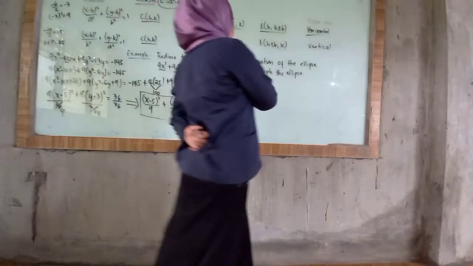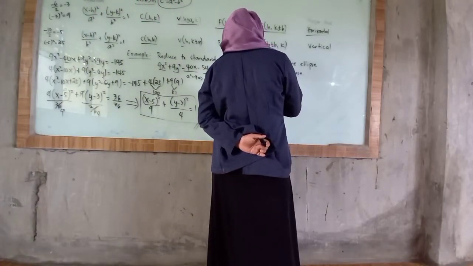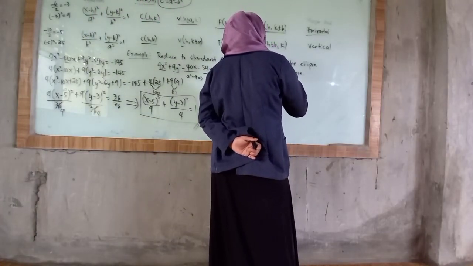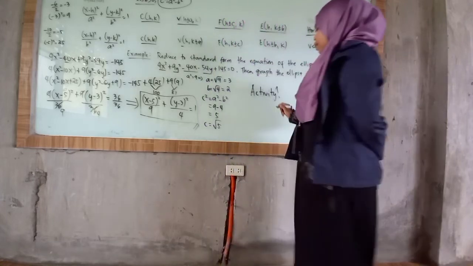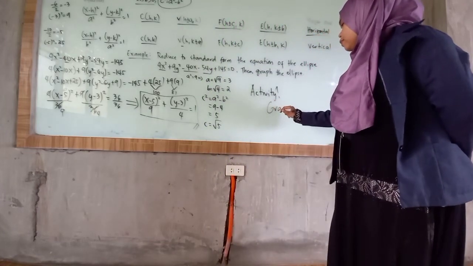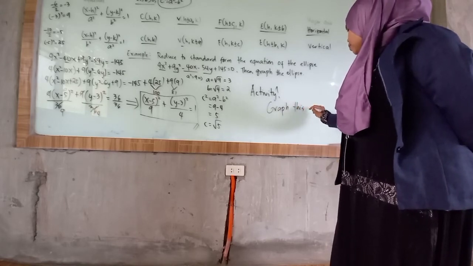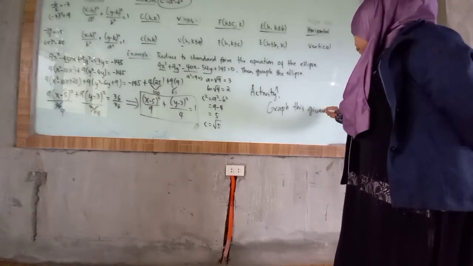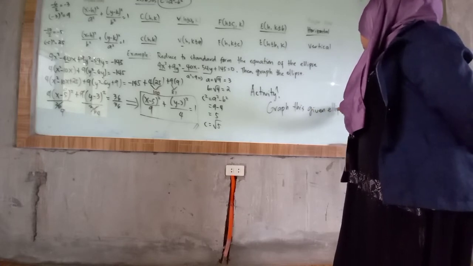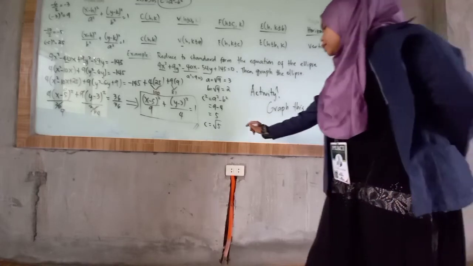So as an activity, graph this given ellipse. Right?